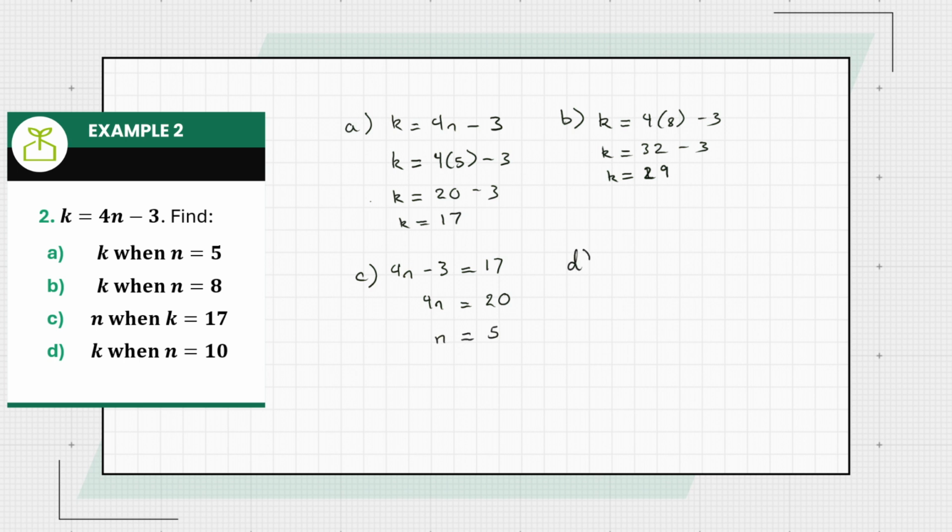For d, we have k when n is equal to 10. So k is equal to 4 times 10 minus 3. And therefore k is equal to 40 minus 3. And k is equal to 37.